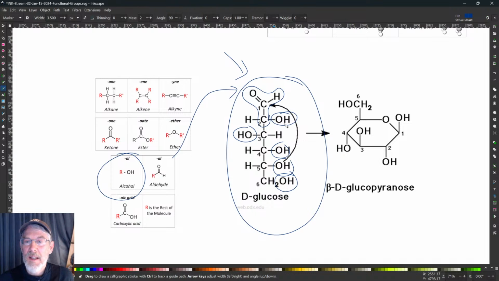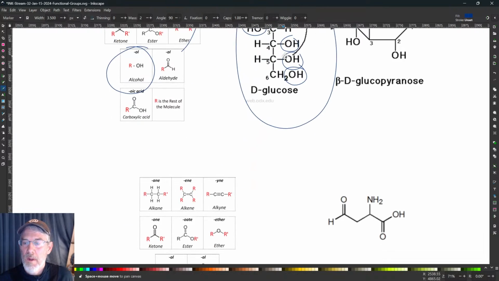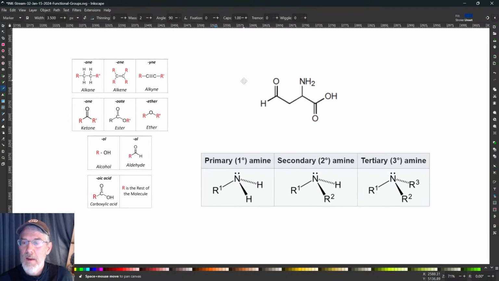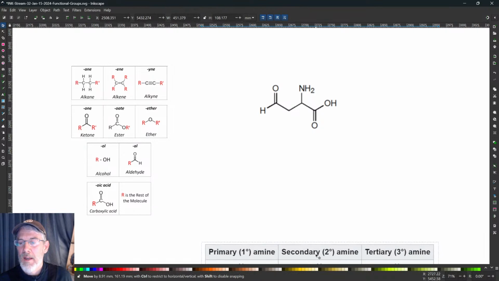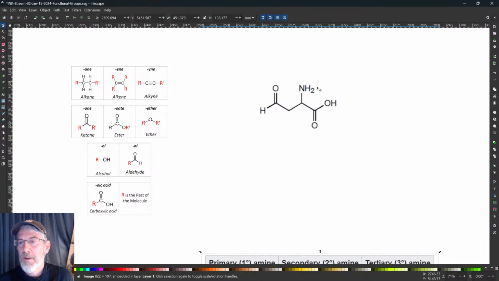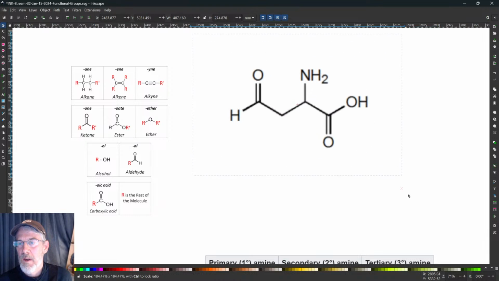So I think that's the last one. There's our aldehyde here. Oh, I guess not. I was really ambitious. Okay. I'm going to hide this. So what functional groups do we have here? There's actually a bunch of them here.